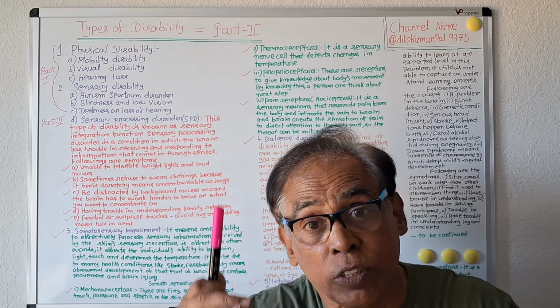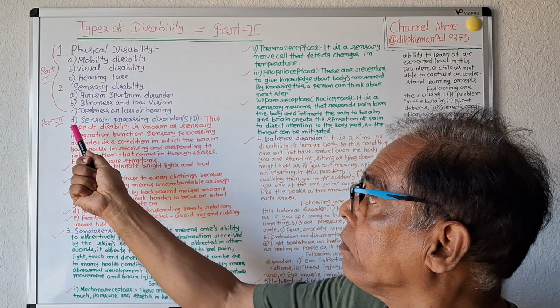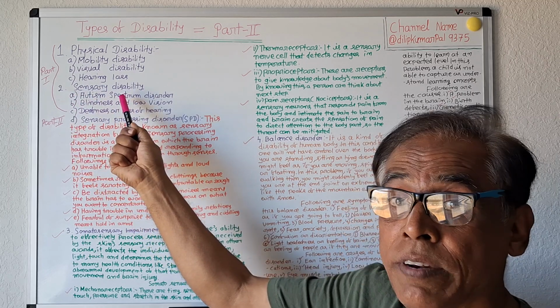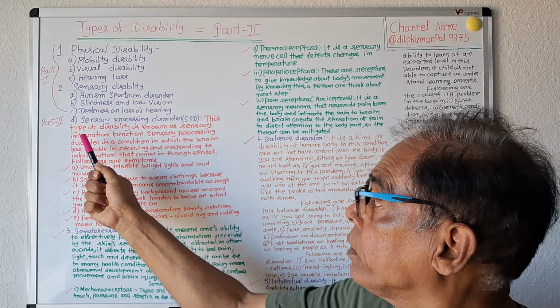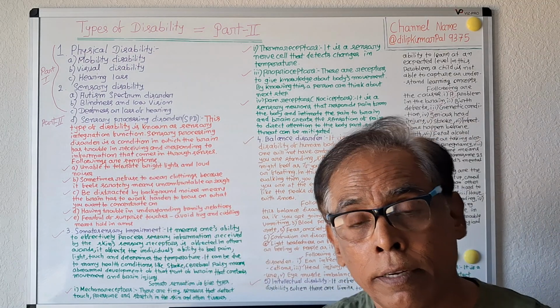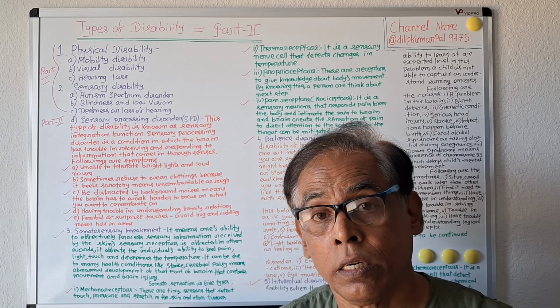In Types of Disability Part 2, I will discuss sensory disabilities, four categories, starting with sensory processing disorder. From this, I will start the types of disability part 2.